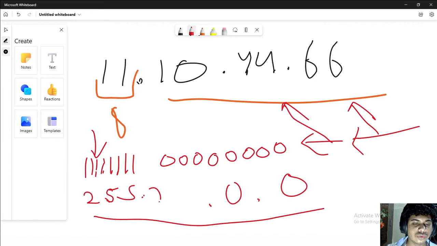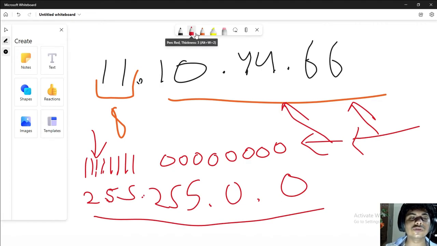class B, you can do this, or if it would be class C, you can do this, because in class C you have 3 octets which are reserved for network ID. So now you can see that you can also do this. So yeah, I think the concept is clear to all of you.